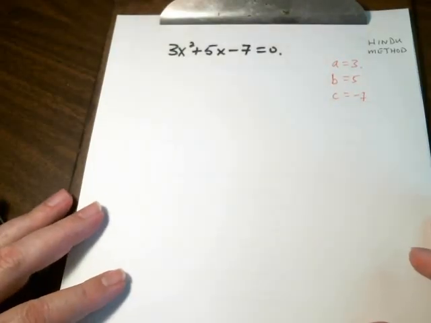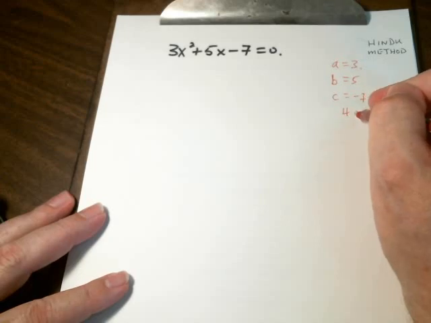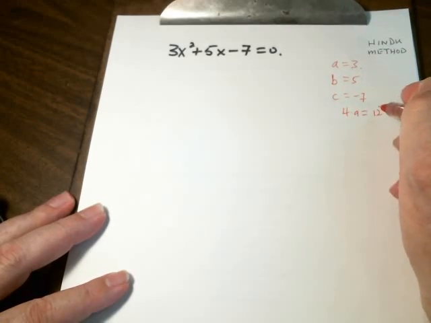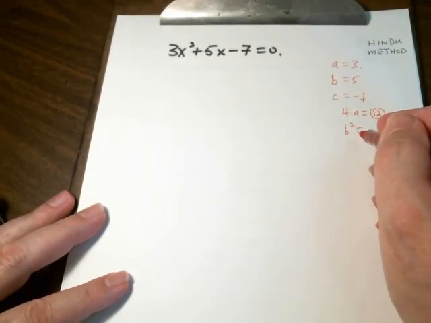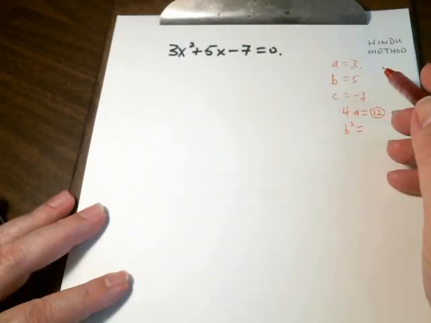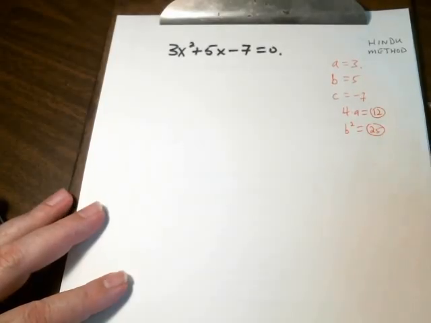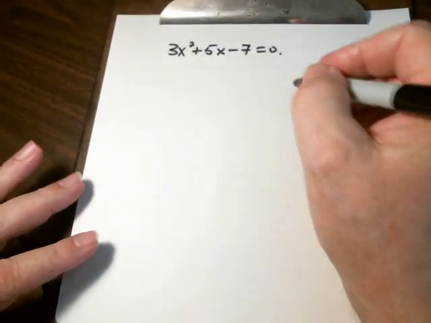And what we're going to need with the Hindu method is 4a, 4 times a. So 4 times a equals 4 times 3, 12. We're going to need that number later on. And we'll need b squared. B squared is 5 squared in this problem, so 25. 25 is b squared.